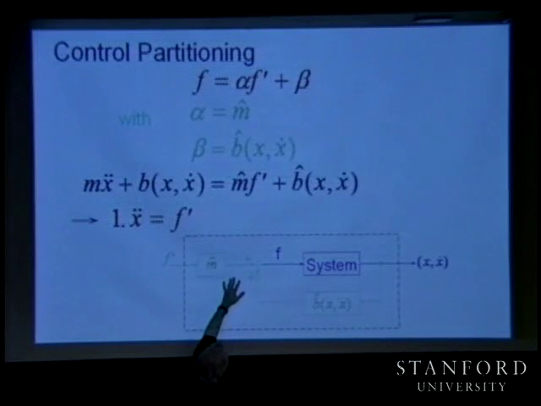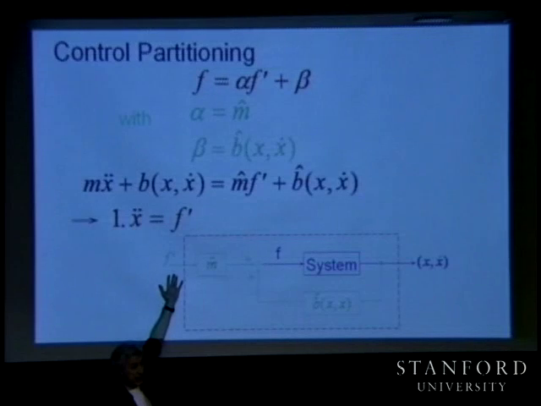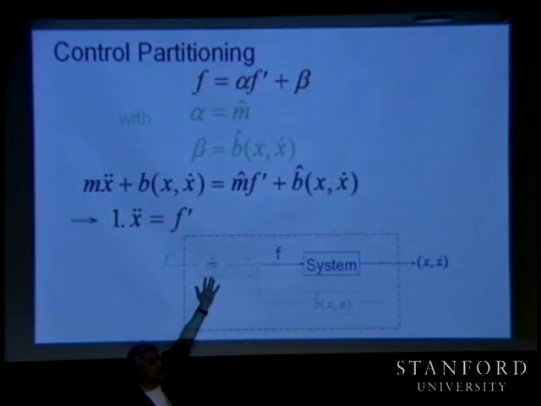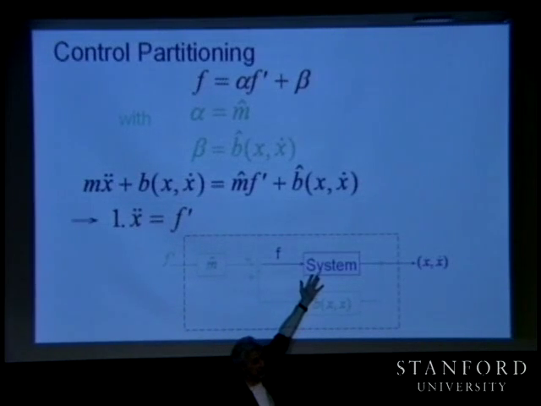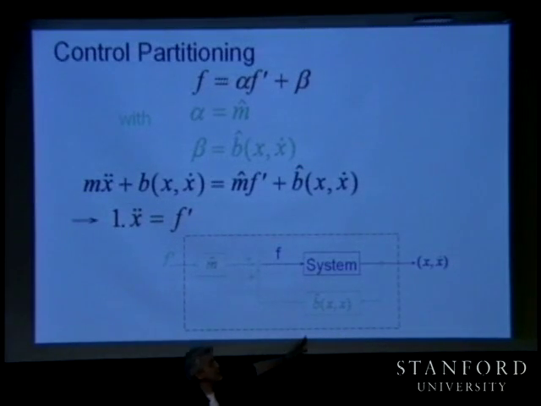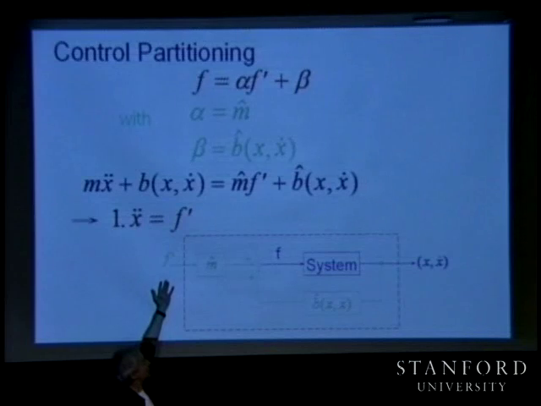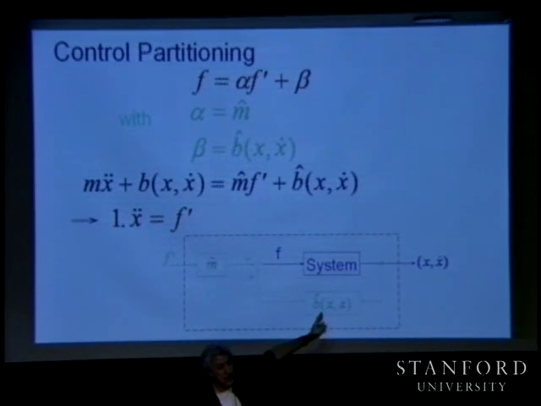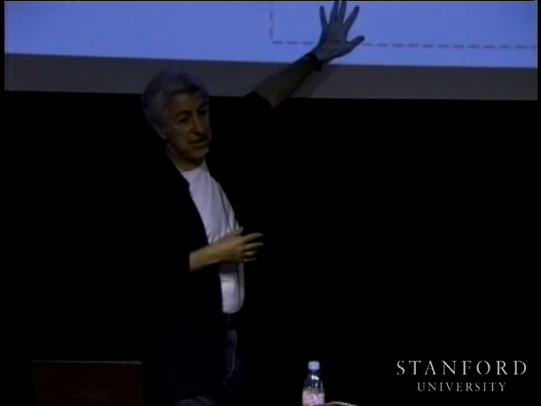In addition, our input control, which is F prime, is going to be scaled by an estimate of M, the mass of the system. So that there is a virtual system here that would look like a unit mass system with an input F prime and this same output, and this big box, the red box, is like a system that is linear with unit mass. And that is the purpose of this design.